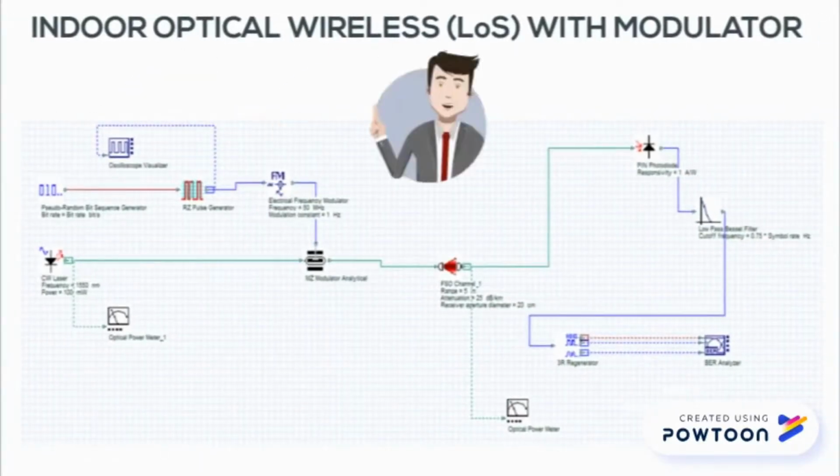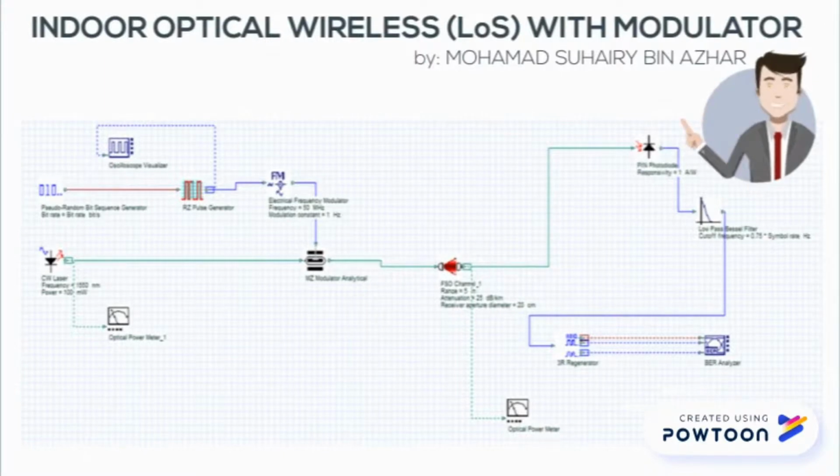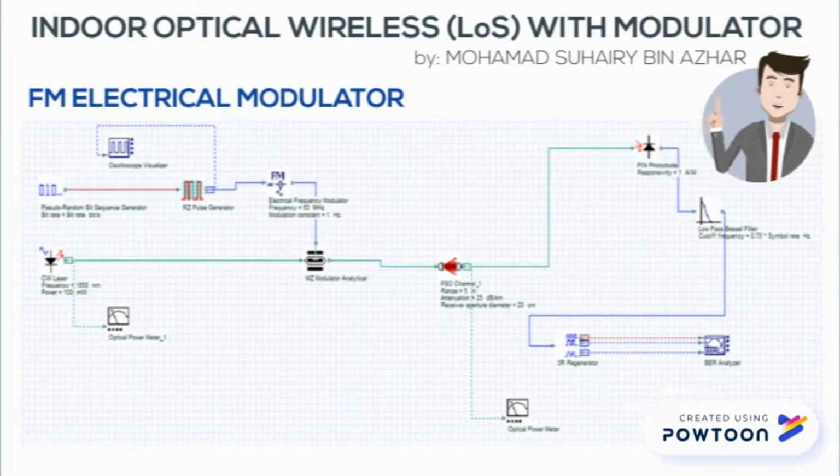Hi, my name is Mohamad Suhairy Azhar. I will present about the indoor optical wireless, which is line of sight with modulator. This simulation uses frequency electrical modulation as its input. There are two inputs, which are the pseudo random bit sequence generator and the CW laser with a frequency of 1550 nm and power of 100 mW.